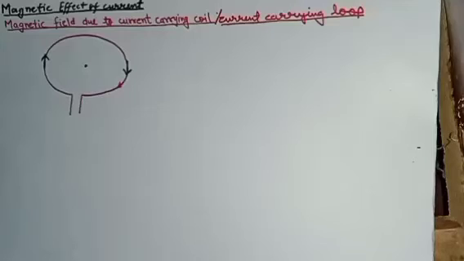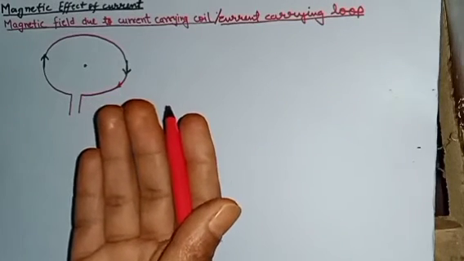Hello, class 10th physics, magnetic effect of current. Today's topic: magnetic field due to a current carrying coil or current carrying loop. Well, if we want to draw a diagram of the magnetic field lines, then for both it is the same. However, a loop is just a single turn of a wire, whereas a coil is a number of turns.